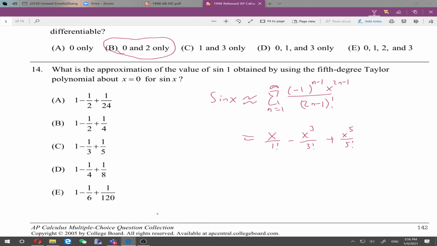This is our 5th degree Taylor polynomial of sine centered at 0. We've stopped there because we are at the 5th degree. And if I want to estimate the sine at 1, then I can plug in 1 into our Taylor polynomial and get our answer. So what should our answer look like?